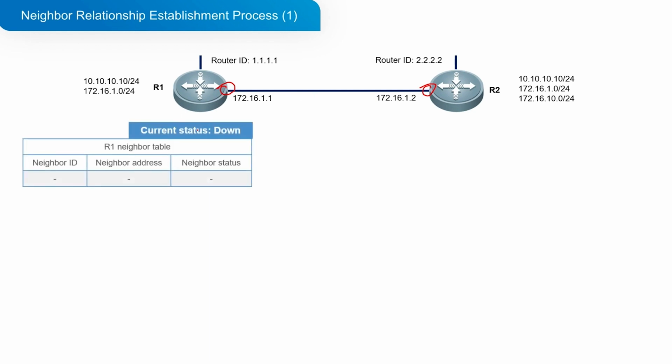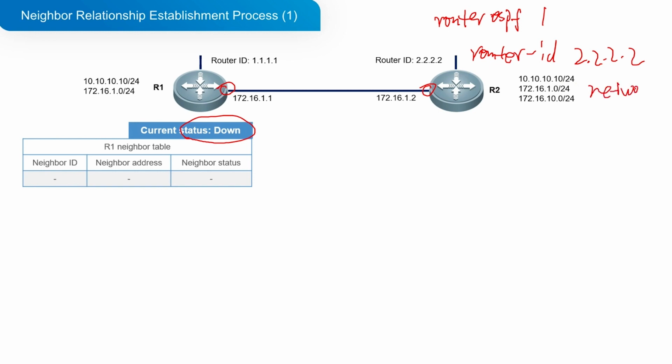So first is the down status. After we configure router OSPF, like the process ID set to 1, and set the router ID information, which on R2 is 2.2.2.2, and then network the LSA information into our network, include all the segments on R2. Of course, the same operation is on R1. We also have to configure the OSPF process ID and the router ID and network all segments on the R1 device. After this, R1 and R2 have not exchanged any packets. Now the status is down.